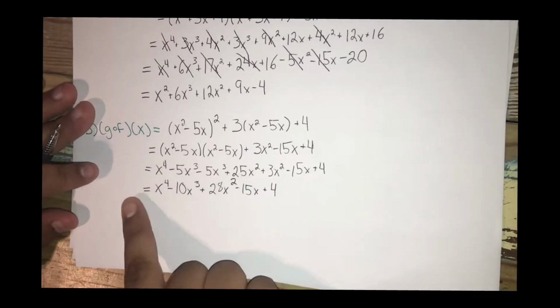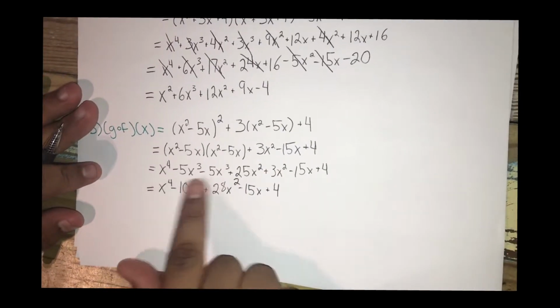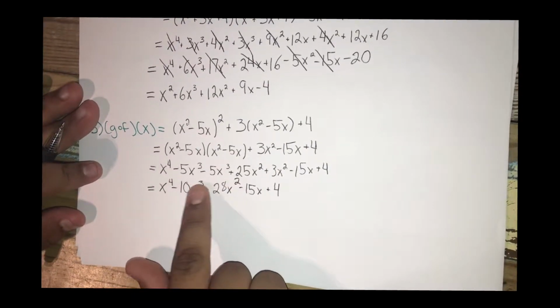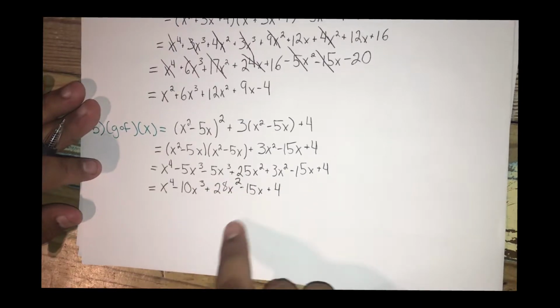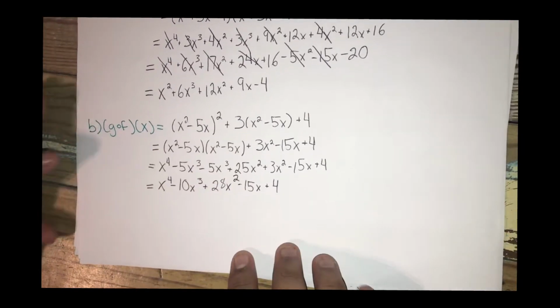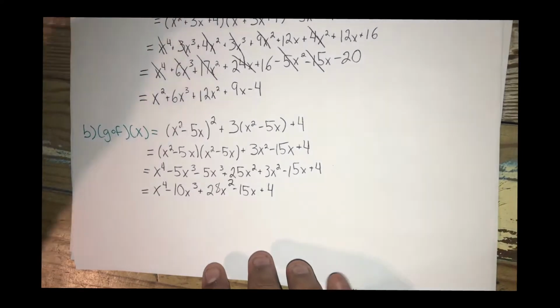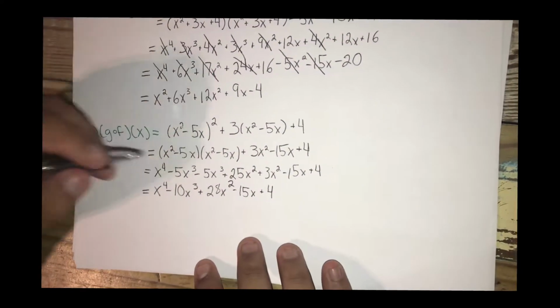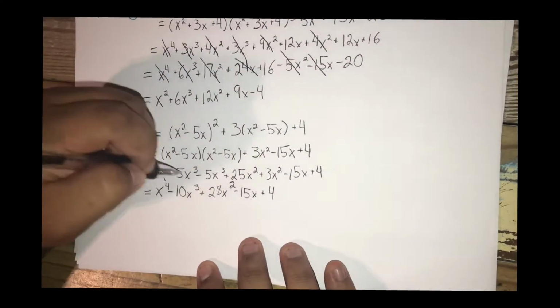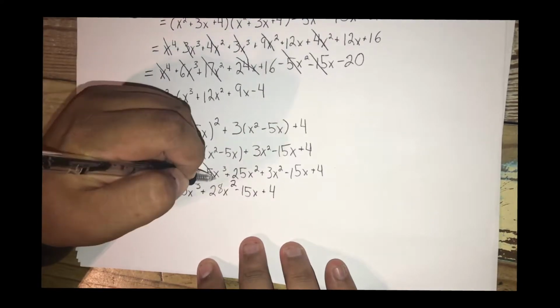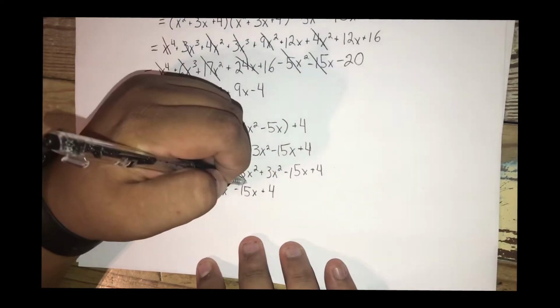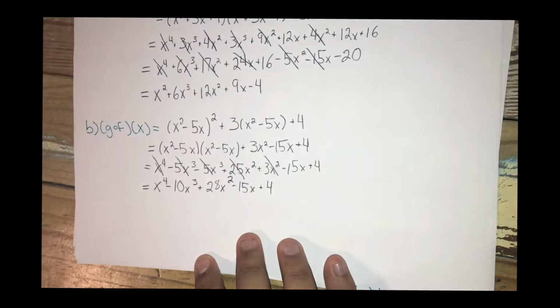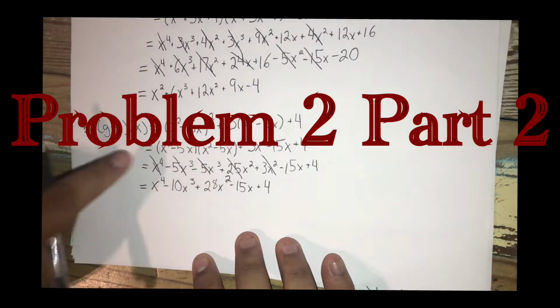And as you can see right now, I just finished writing the answer, just pointing out what we're going to cross off at the end, which will lead us to our answer. And those will, of course, end up being the x to the power of 4, the negative 5x cubed, both of them, and then the 25x squared.